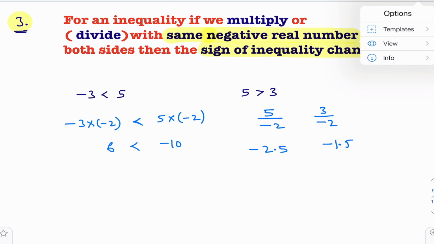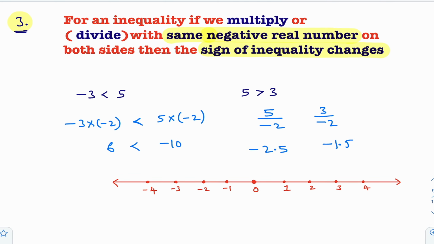I'll explain this on the number line. You observe this number line. Where is this minus 1.5? Somewhere here. I'll mark this here. This number is minus 1.5. Where is minus 2.5? Minus 2.5 is here. Please observe, this number is clearly smaller than this number. All the numbers on the left-hand side of minus 1.5 are less than minus 1.5. Minus 2.5 is on the left side of this number, so minus 2.5 is clearly less than.